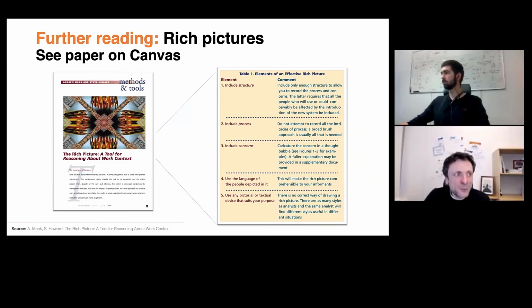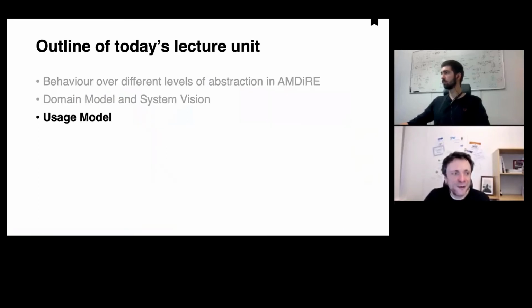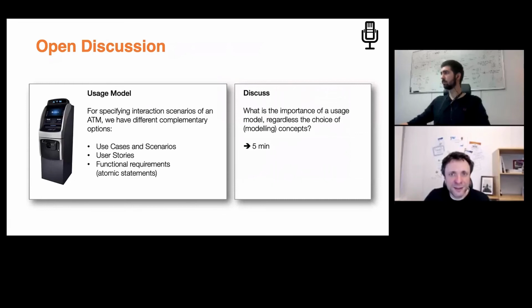Now, this brings me to the last topic of today, which is the usage model. Let's start with a very small example and an open discussion, also as a means to take a small break. As I mentioned earlier, to specify a usage model, I have different complementary means. I can do this in different ways. I can use use cases and scenarios. I can use user stories, or I can use functional requirements. I will explain what the differences are later.